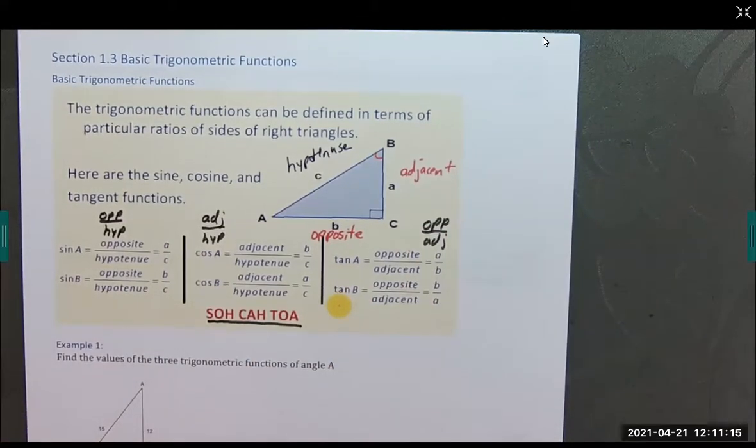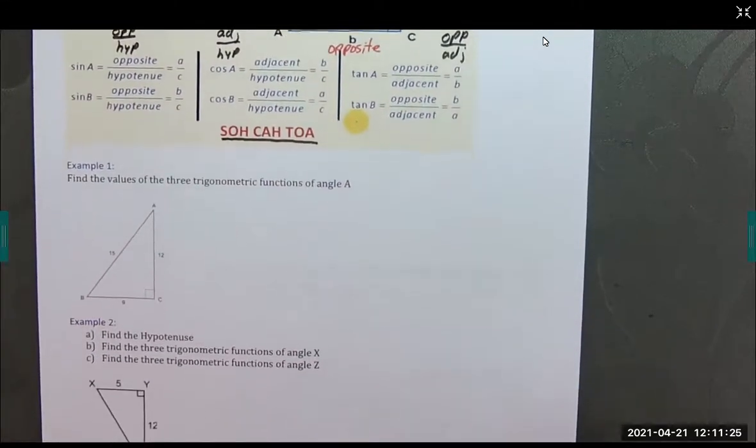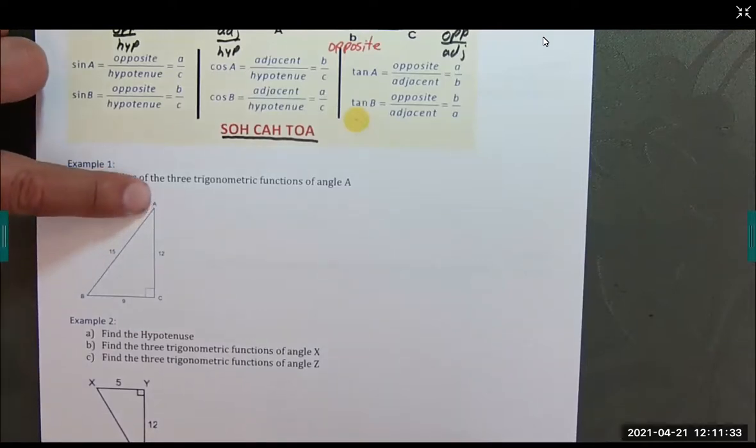There are three other trig functions that we're not going to deal with today, where they're the upside downs of each of those. We'll get to that in another lesson. All right, let's apply this. We have our triangle here. It says find the values of the three trigonometric functions of angle A. So here's the angle A. Everything's going to be based off of this angle up here.